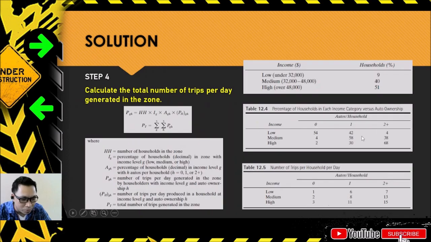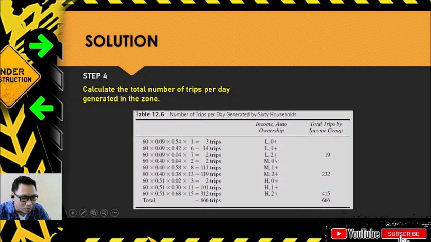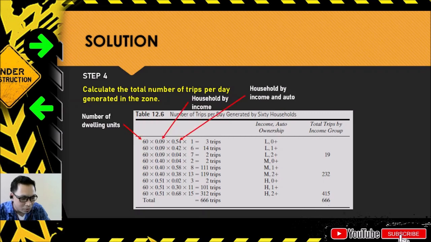The only thing here is that the class is in terms of percent. You convert it into decimal using this formula, since we are referring to percentage. So we should convert it into decimal. This one is not in terms of percentage, so it is a whole number. Now we total it. For low income, the total number of trips generated is 19. For middle income, we have 232, and for high income we have 415. All in all, a total of 666 trips. So that is how to calculate your total number of trips per day generated in one zone.